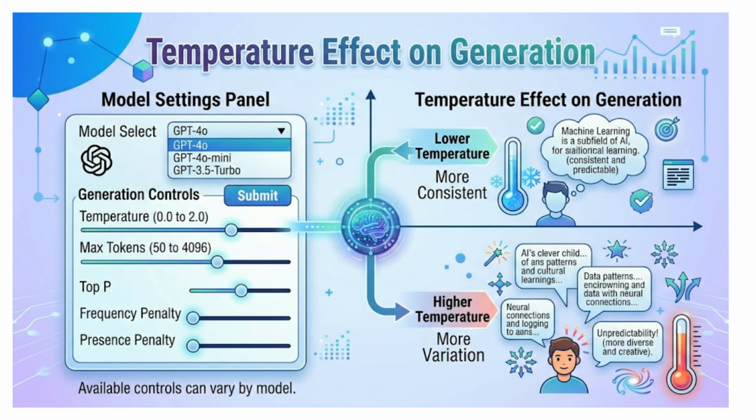Now let's look at temperature. Temperature is a setting that can affect how much variation we see in the model's responses. With a lower temperature, the output tends to be more consistent and predictable. This can be useful when we want reliable and focused answers. With a higher temperature, the model may produce more varied responses. This can sometimes be useful for creative tasks or brainstorming. However, remember that available settings can vary depending on the model we're using. So when working in Playground, always check which controls are supported by the selected model.